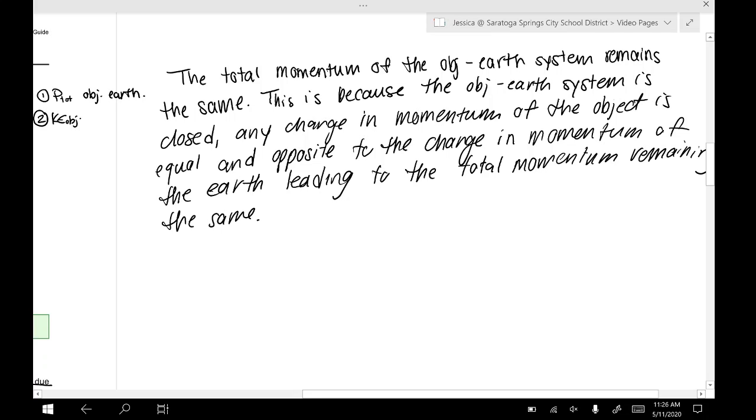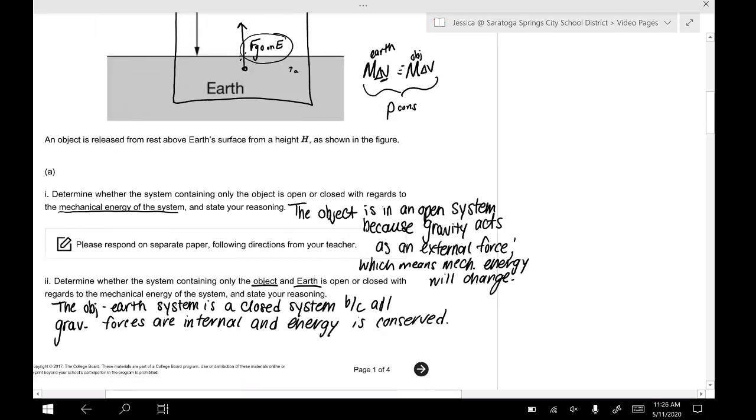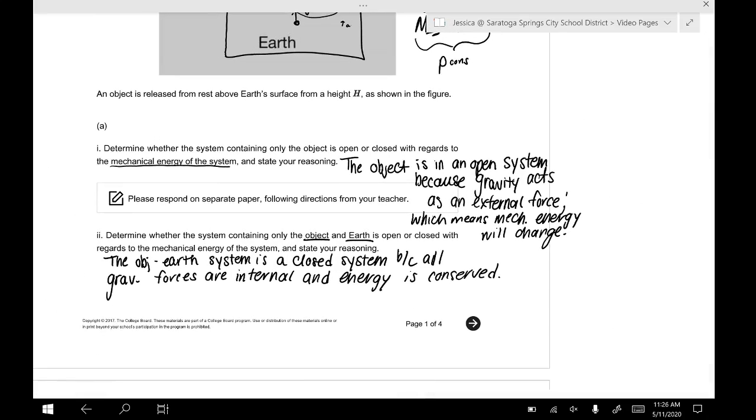Okay, so the kinetic energy of the object increases as the object falls. Okay, so let's think about why. Well, since we talked about system with our total momentum, let's go back to A, where we talked about the object being in an open system because of gravity.